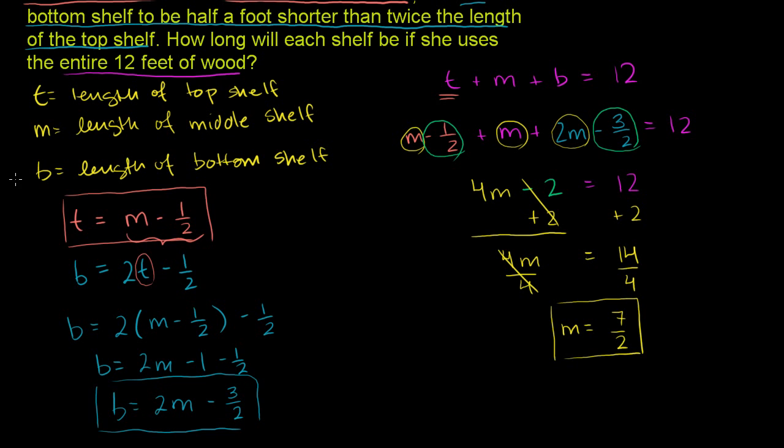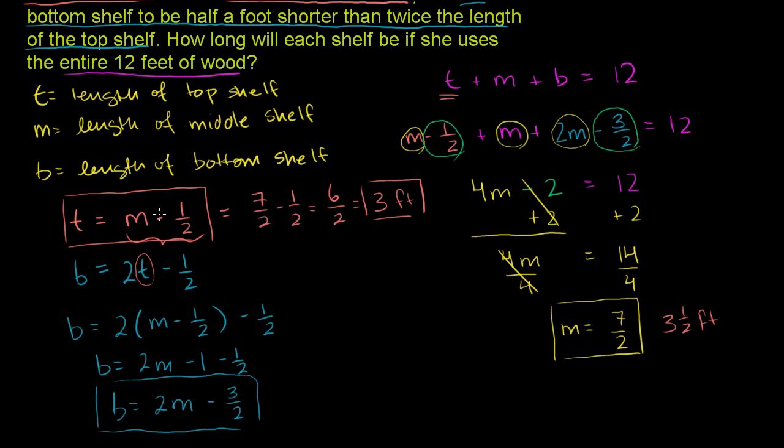So let's do that. Let's solve for t. t is equal to m minus 1/2. So it's equal to, our m is 7/2 minus 1/2, which is equal to 6/2, or 3 feet. Everything is in feet, so that's how we know it's feet there. So that's the top shelf is 3 feet. The middle shelf is 7/2 feet, which is the same thing as 3.5 feet. And then the bottom shelf is 2 times the top shelf minus 1/2.